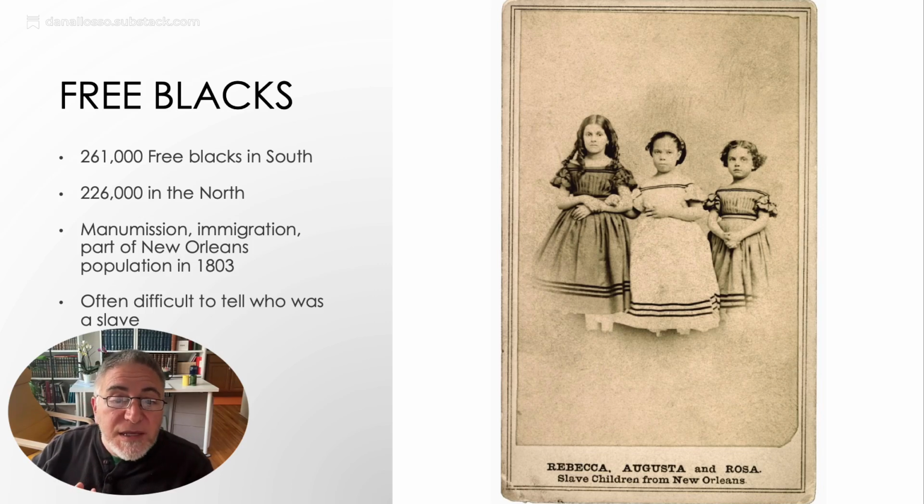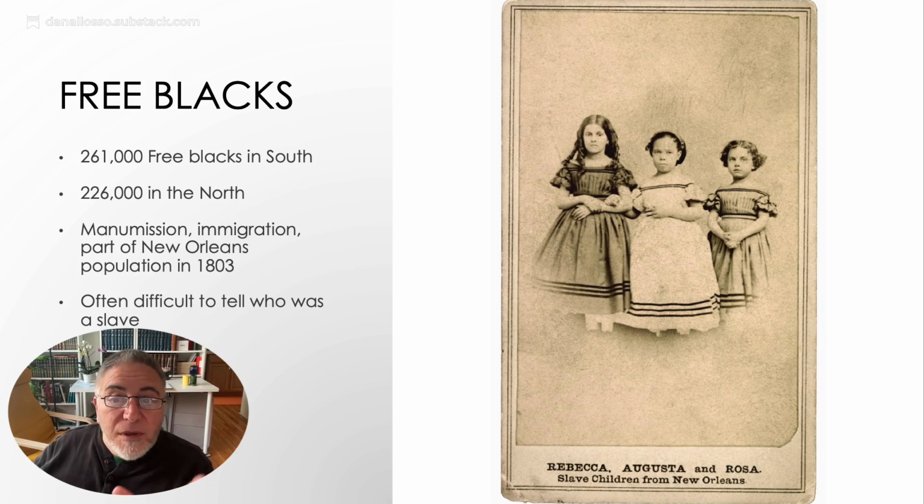Most free blacks in the South lived in the cities. Not so many lived on the countryside. But everywhere in the United States, blackness became associated with slavery. Both whites and people of African ancestry were acutely aware of the importance of skin color in social hierarchy.